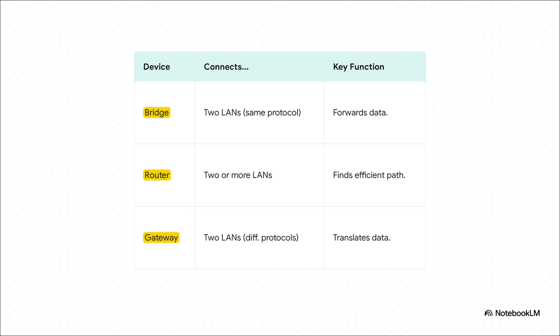It just connects two networks. But a router, that's the smart one. Your home Wi-Fi has one. It's like a super efficient GPS for your data. It looks at all the possible paths and picks the absolute fastest one. Then you have a gateway, which is basically a translator. It helps two totally different kinds of networks understand each other.